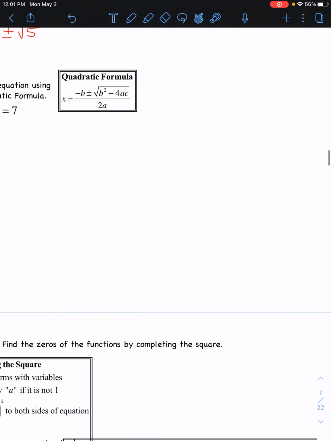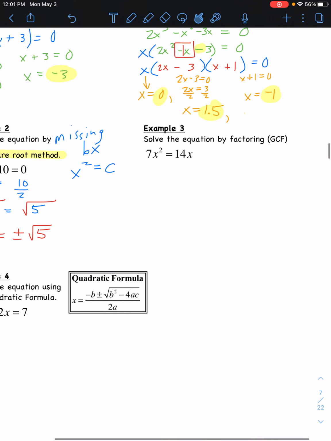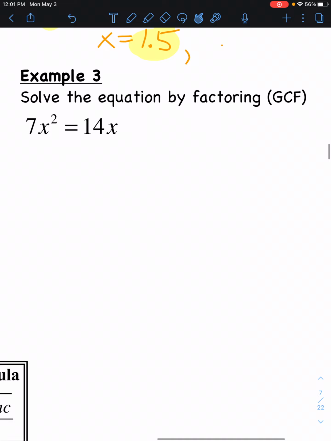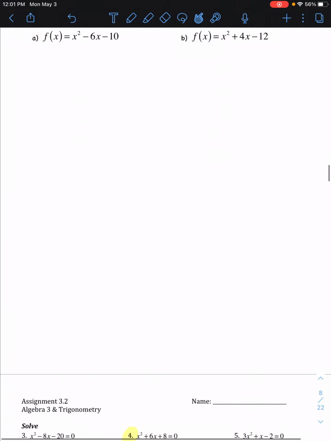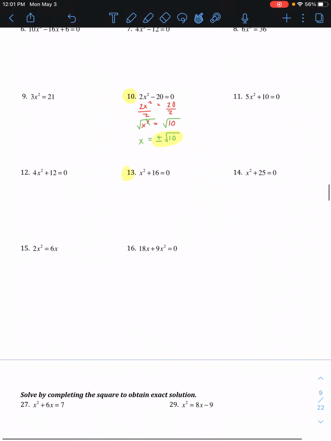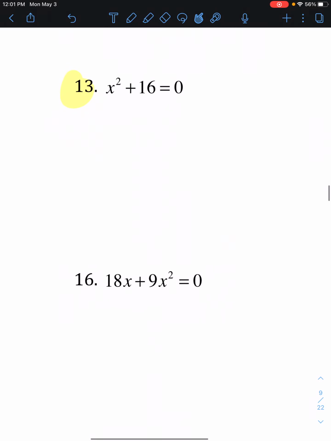All right, let's go back up. And let's solve this equation by factoring. So, actually, hold on. Before I do that, let's scroll back down. I want to do number 13. So this one, again, I can solve by square roots.